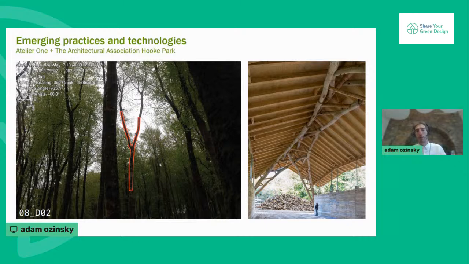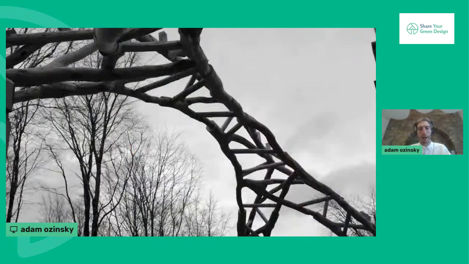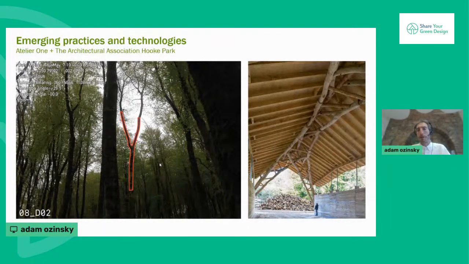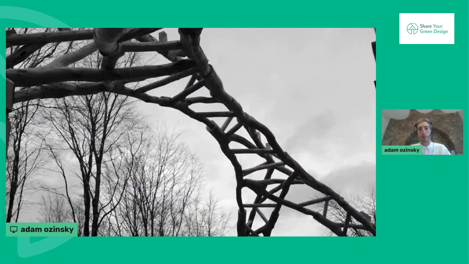Rather than starting with a proverbial blank piece of paper and drawing what we want, and then finding the materials that suit that, can we reverse that? Can we start to design with the materials that are around us? Maybe that means finding beams from a steel salvage yard, and finding cladding panels from a building that is about to be refurbished. That's some of what Atelier One and the AA at Hooke Park have been doing, where they've been digitally mapping some of the trees around there, and then using those to create these absolutely stunning structures. It's just brilliant as a concept.